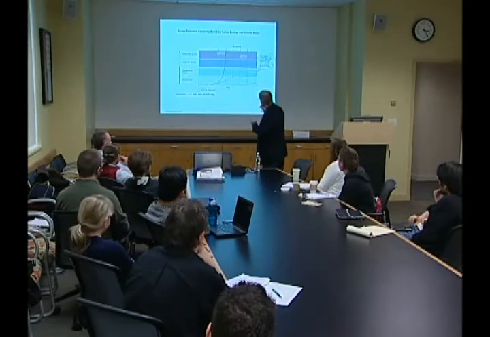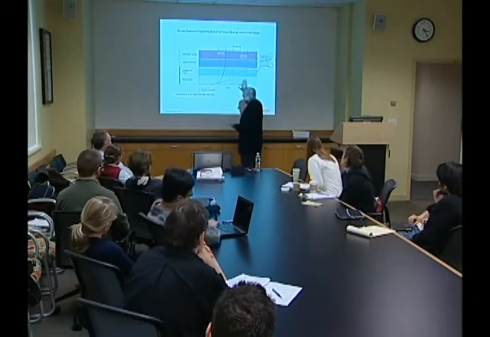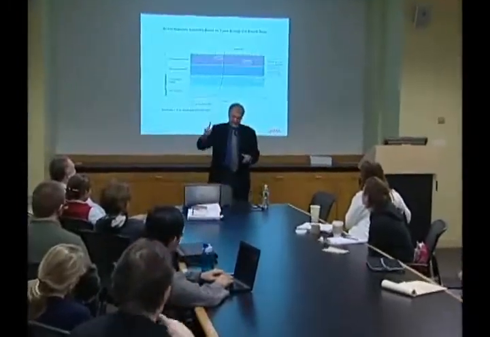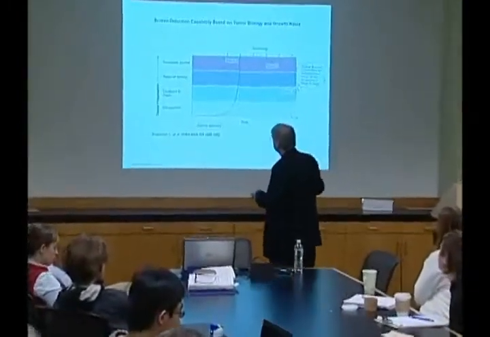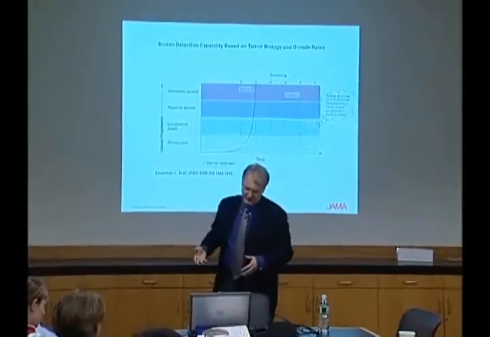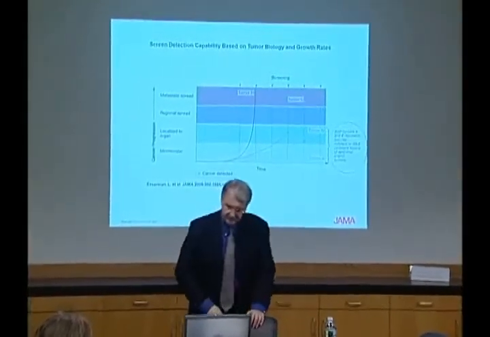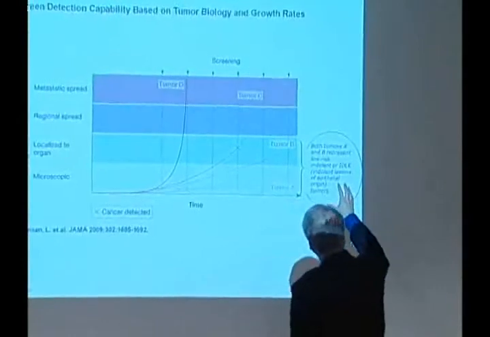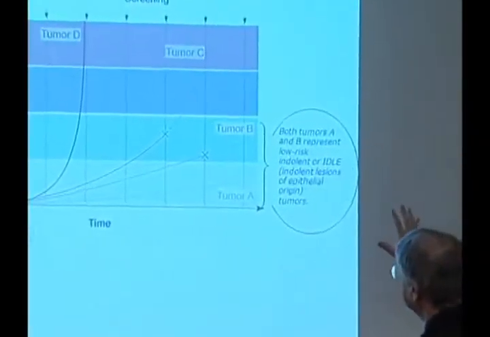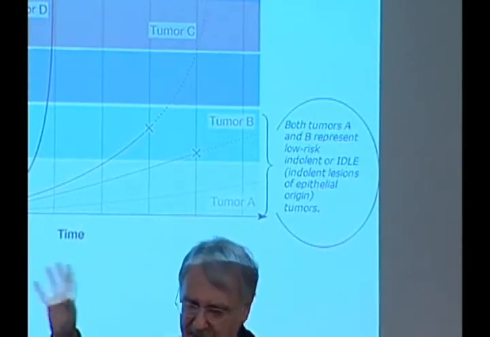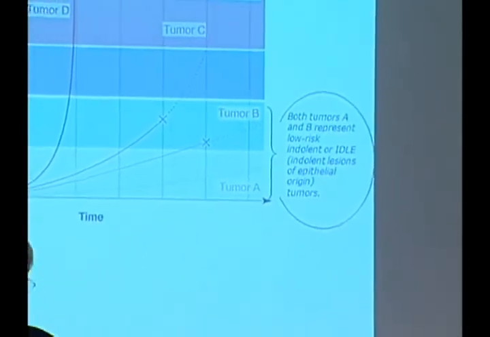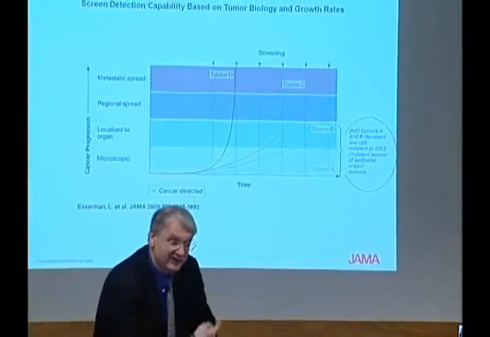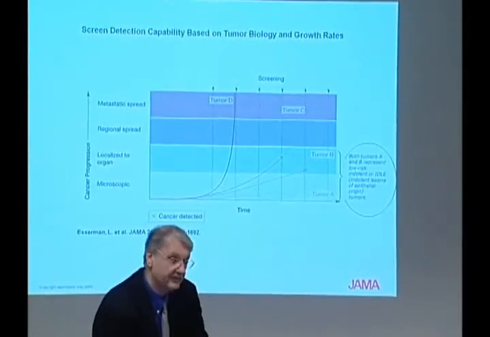At any rate, my main point is that you need to segment in your minds how a profile of a cancer looks within these parameters. This is work by Esserman and her co-workers in San Francisco, and I thought it was unusually clear, and that's why I'm parroting it. The point here is that both tumors A and B represent low-risk indolent lesions of epithelial origin. They can be there, but they're probably not going to contribute to death. Therefore, screening is not likely to do you a lot of good if a lot of the patients in your tumor pool are in this category.